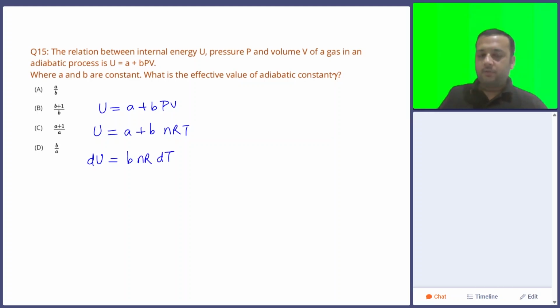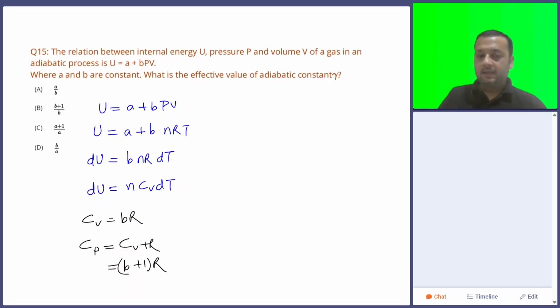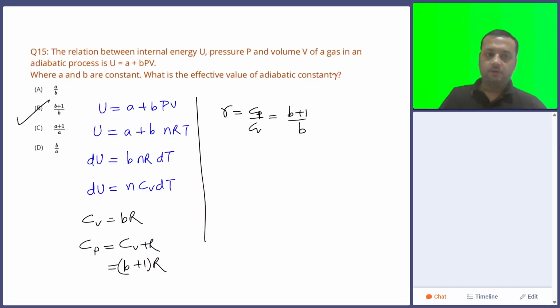Now try to recall the original formula of dU. The original formula of dU is n Cv dT. That means if we compare the two, you can see that Cv is nothing but b into R. Now we can say that Cp is equal to Cv plus R, which means it will be (b plus 1) R. And we know that gamma is nothing but Cp by Cv. That means it will become (b plus 1) upon b, which is option B.